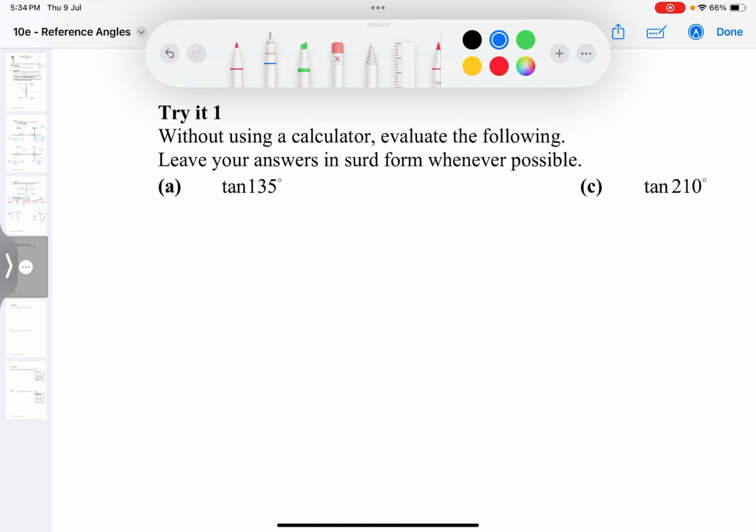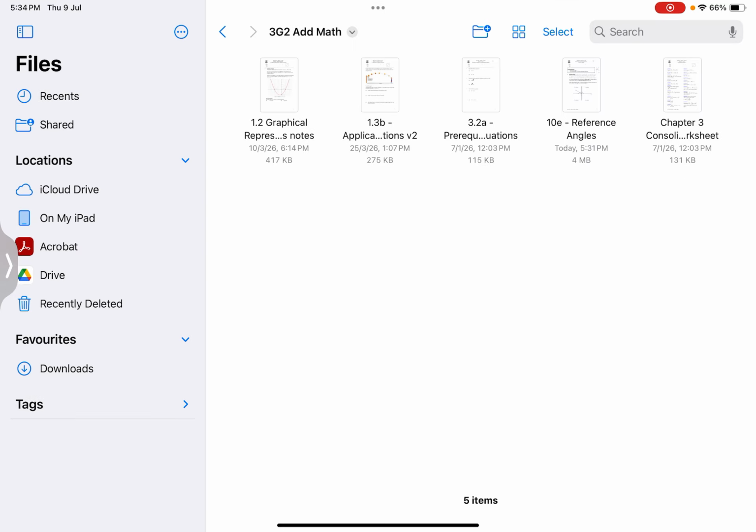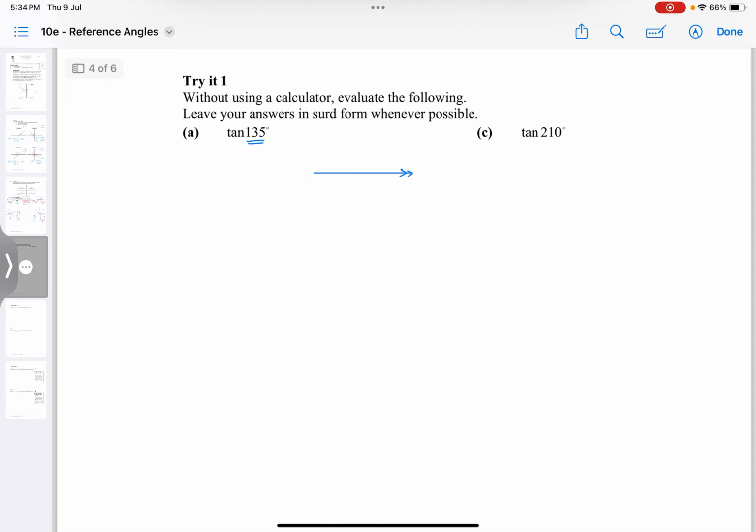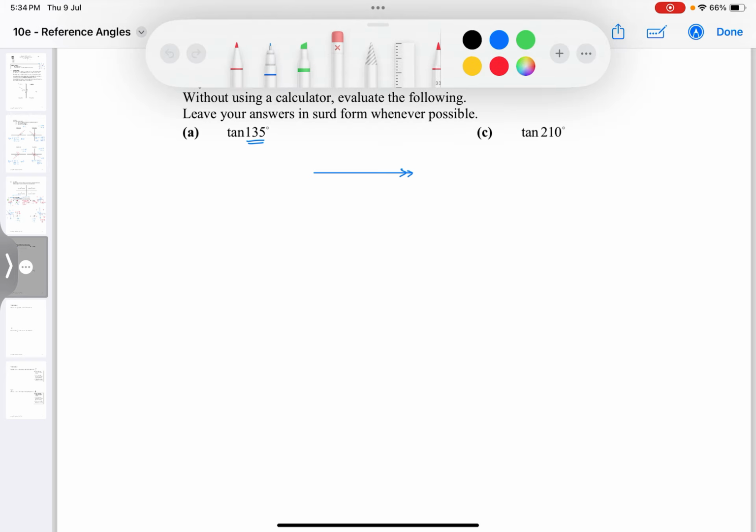Remember the first step is to identify which quadrant the angle is in, so you can tell the sign of the angle. 135 falls in the second quadrant. Because of ASTC, in the second quadrant, tangent is negative. So the sign of this one will be negative.